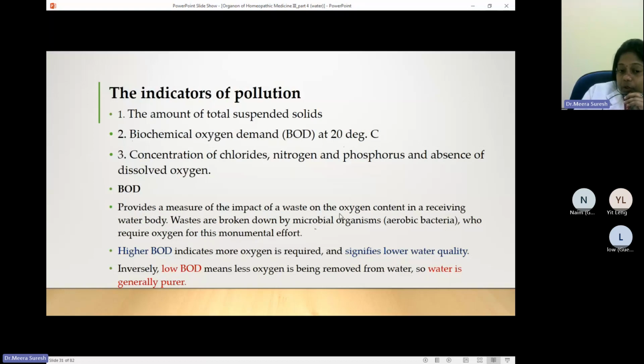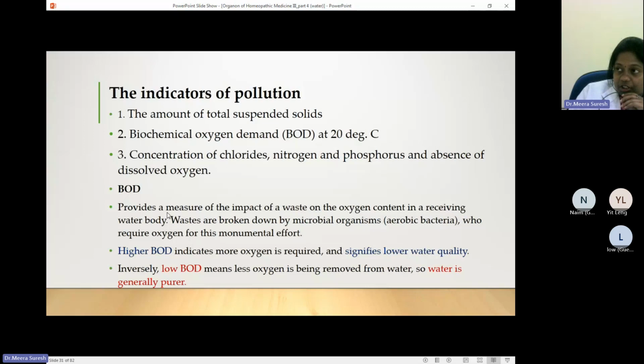What they do is, because of their action, the aerobic bacteria will use the oxygen that is present in the water, and using that oxygen they are going to break down the waste that is getting mixed up with the water. So BOD is actually measuring how much oxygen will be used by these bacteria to break down that particular waste. So it provides a measure of the impact of waste on the oxygen in a receiving water body.